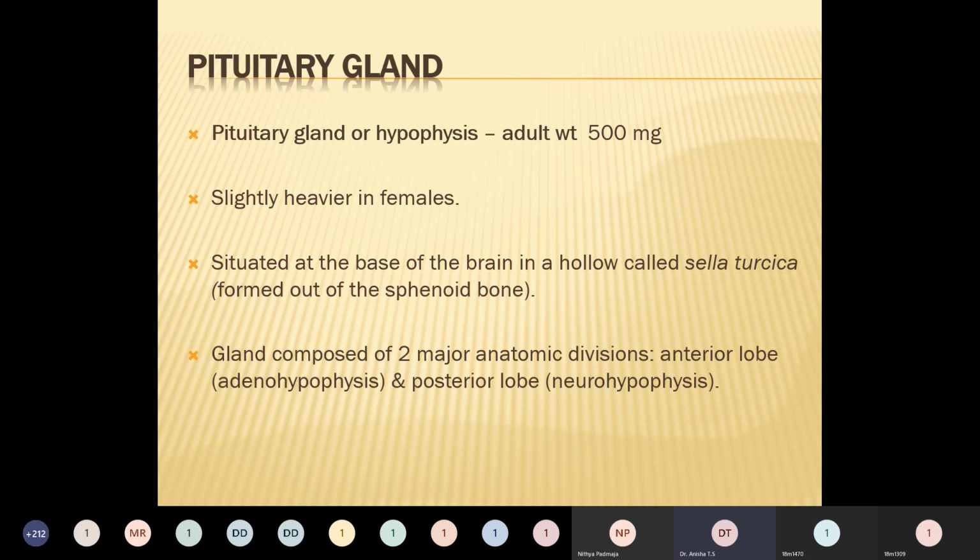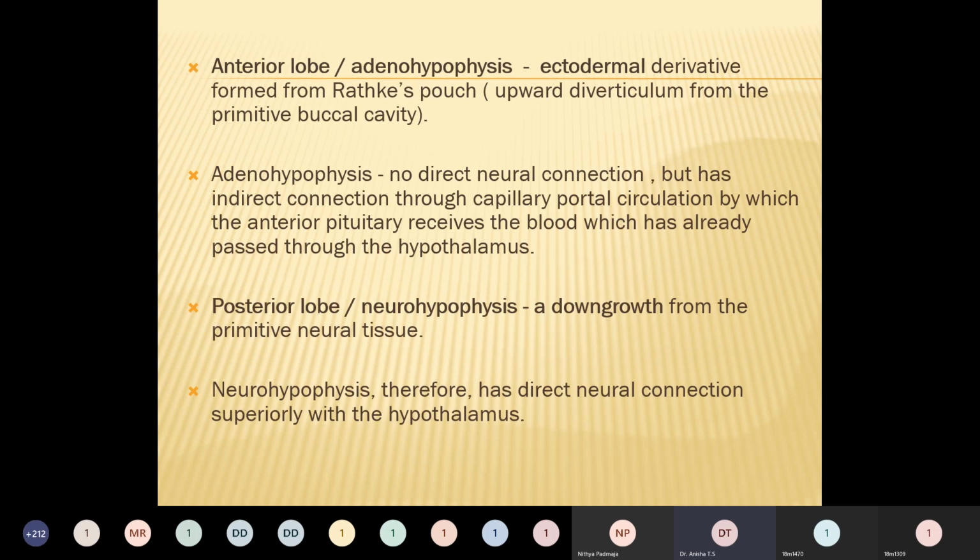Hyposecretion of pituitary: what are all the conditions which lead to the hyposecretion, what are all the effects of the hypersecretion of pituitary gland, and what can be the tumors of pituitary gland. Okay, so I told you it has two lobes, the anterior lobe called the adenohypophysis and the posterior lobe called the neurohypophysis.